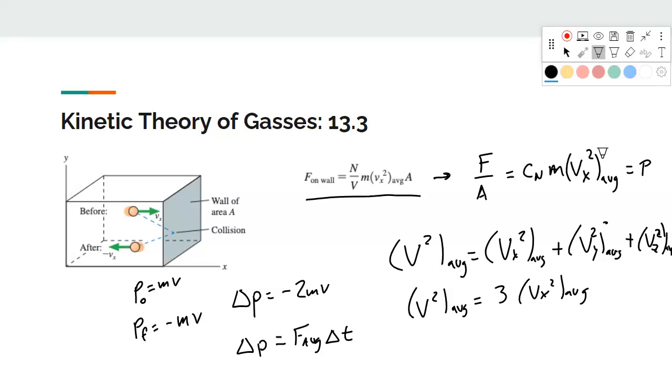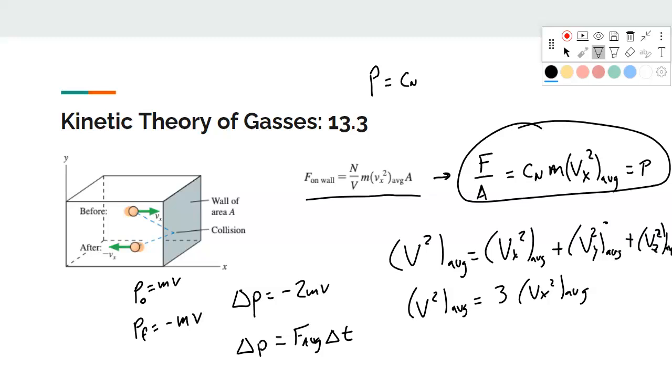And so now we can go back to our formula up here. Instead of Vx squared average, we can replace that with 1/3 V squared average. So the pressure in a box of gas is this number density times the mass of the gas molecules, and then times this V squared average over 3, right? We're taking this equation down here and dividing both sides by 3 to plug in.